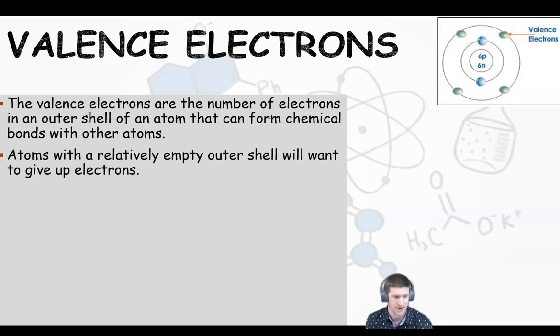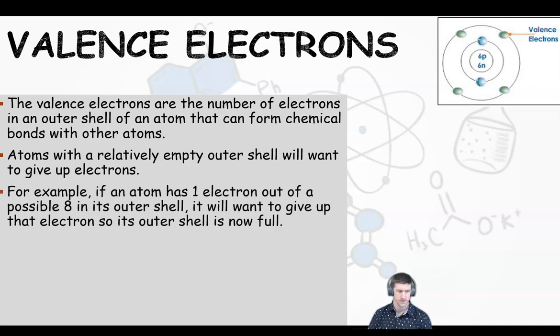Atoms with a relatively empty shell still want to give up electrons. An example of this is if an atom has 1 electron out of a possible 8, it'll want to give up that electron so its outer shell is full. We use the analogy of a ride. It makes more sense that if you've got 8 seats and 1 person, you're not going to try and find 7 people. You're just going to kick that 1 person off and run it without it.